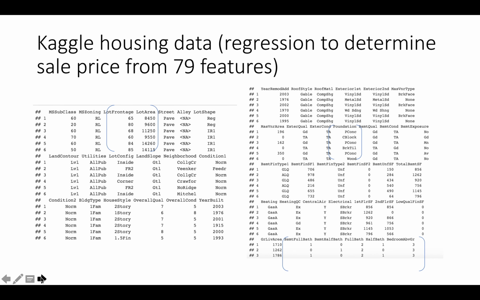So now moving on to problem set 2. So this is the Kaggle housing data set. So using regression to determine the sale price from 79 features. There's a variety of features in this data set. It's from a town in Iowa.